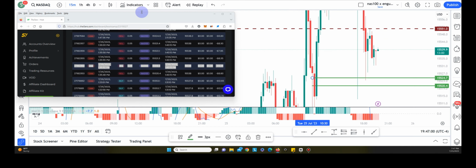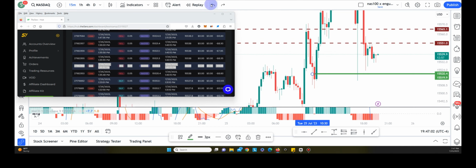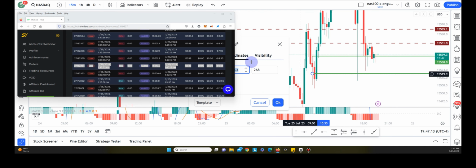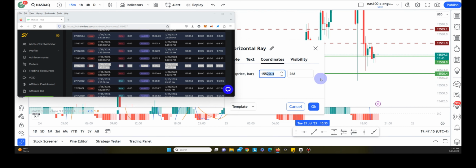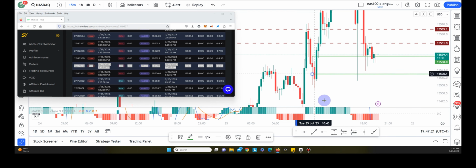I messed up. Let's bring it back. Let's see how I messed up here. So this is where I got stopped out. So this was my entry, 15,519.9. I entered here to the downside, got stopped out here.